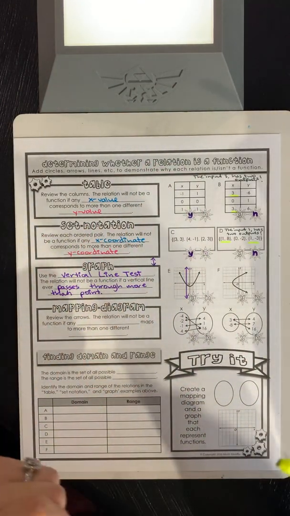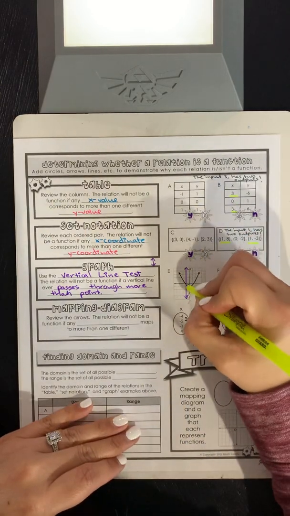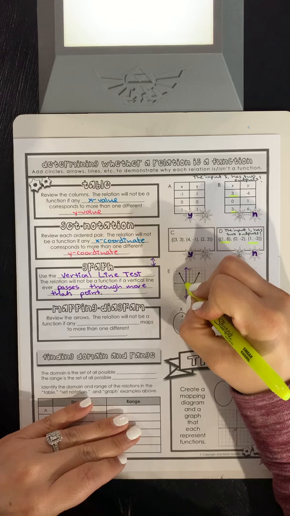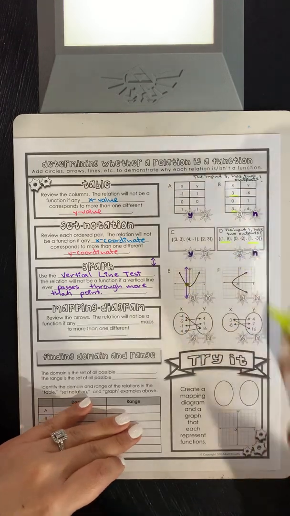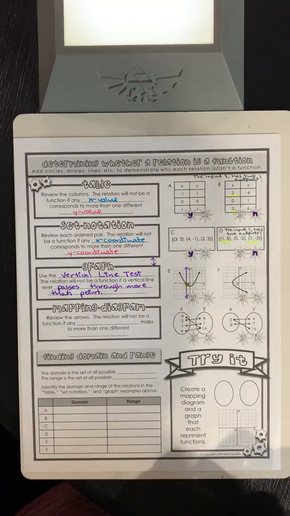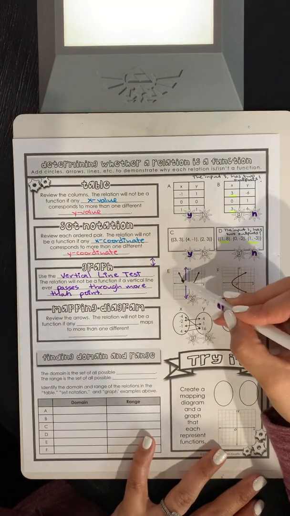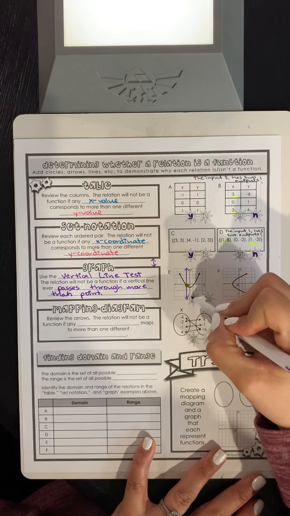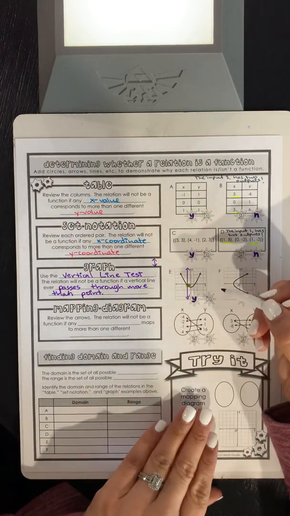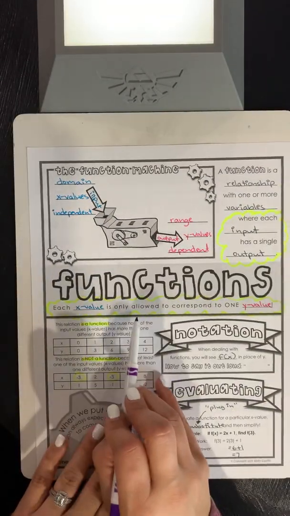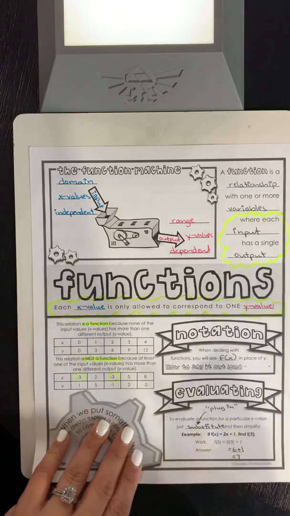Next, I'm going to take my highlighter and show where this vertical line I made in purple intersects or hits that line. And I see that it only hits at one location. The fact that this vertical line only hits the graph at one point makes it a function. Because what that means mathematically is that each of those x values only corresponded to one y value.